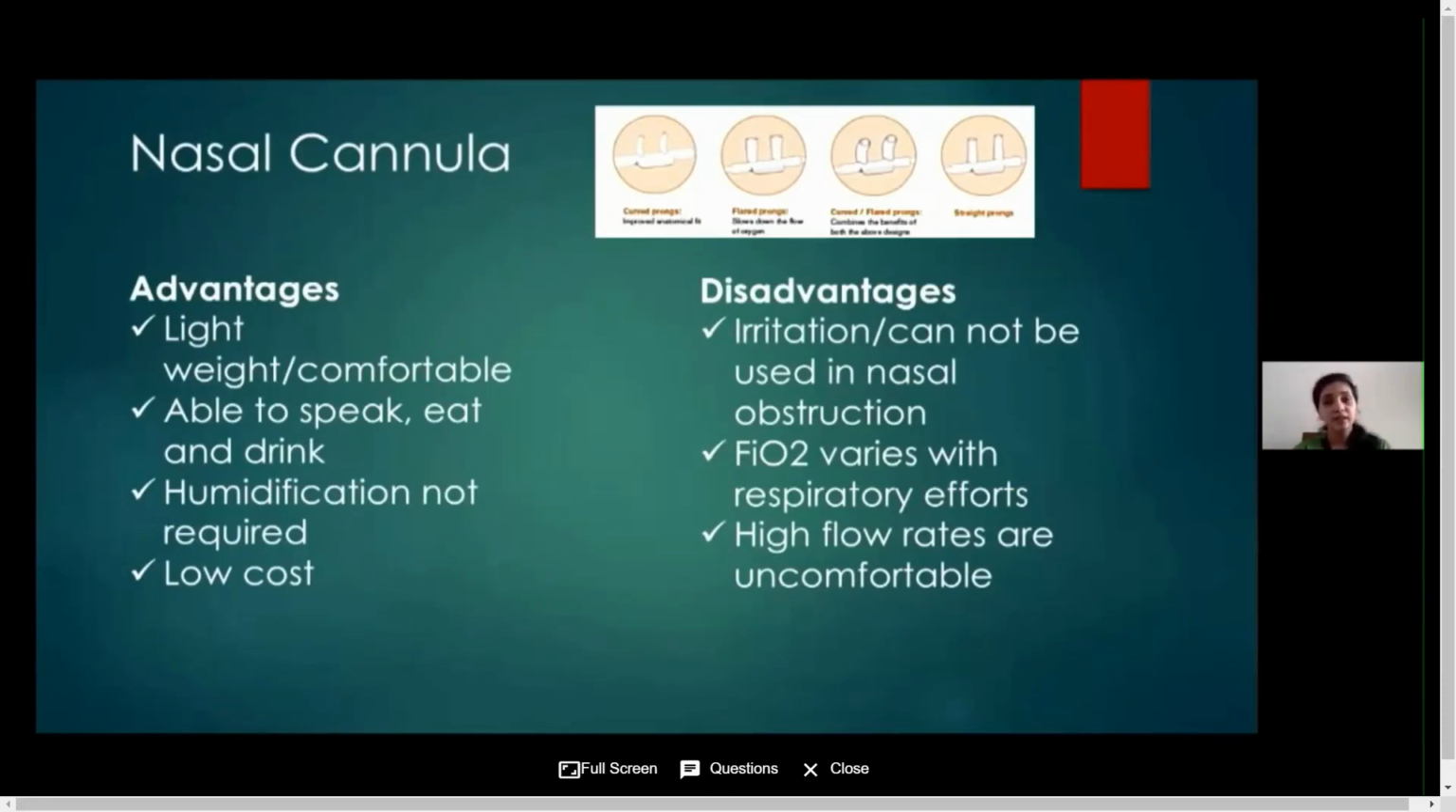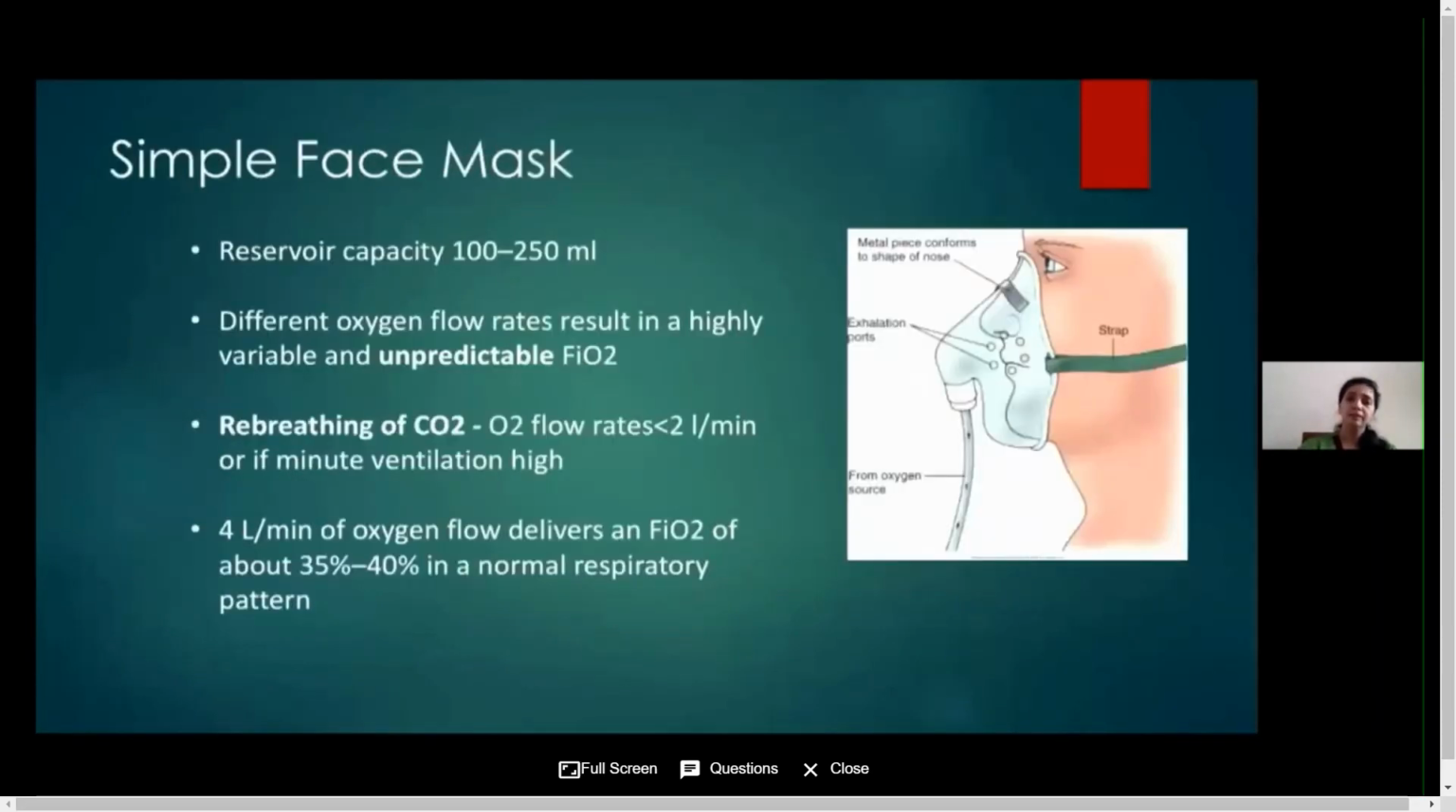But there are some disadvantages, such as irritation of the mucosa. It can't be used when there's nasal congestion, and also the oxygen percentage delivered to the patient can vary with the patient's respiratory efforts. And high flow rates can be uncomfortable for the patient. This is another device used very commonly. It's a simple face mask.